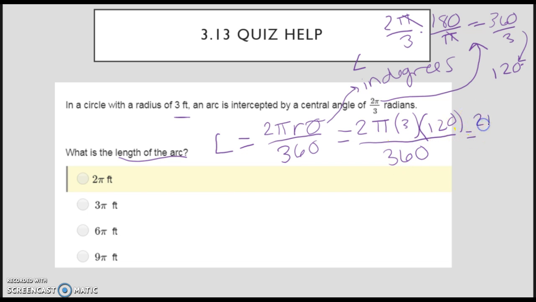So you'll see what happens here. Notice all of your answer choices are in terms of pi, so we don't want to get rid of pi. We're not going to multiply this out in our calculator. We're just going to do it as is. Leave pi in the answer, but simplify. 360 over 360 cancels out. You're left with just 2 pi. The arc length is 2 pi feet.